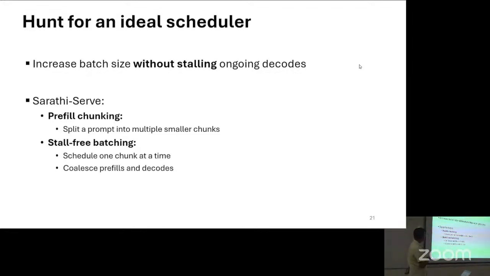There are two key techniques here, and I will show how these work. One is prefill chunking and one is stall-free batching. The idea behind prefill chunking is that if you schedule an entire prompt at the same time, it is going to take a long time, so decodes get delayed. What if we split a prompt into multiple smaller chunks and process one chunk at a time? Then you can run decodes in between or along with these chunks. You can control the latency by chunking a prompt, and then use this to form stall-free batching, where decodes never have to wait for prefills.